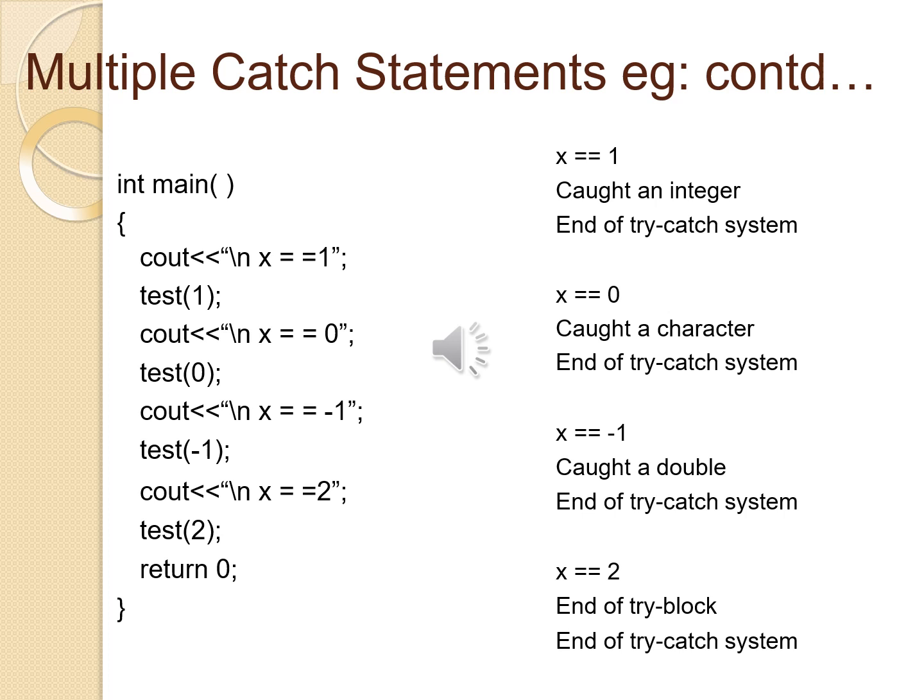In the third case, cout x equal to minus 1, and you're calling the function test with minus 1. When x equal to minus 1, the third throw is executed. Throw with a double value 1.0. Caught a double. End of try catch statement. Next, when x equal to 2, test of 2, none of the statements works. X equal to 0, x equal to minus 1, x equal to 1, none of the if statements executes, and you're simply printing the statement end of the try catch statement. This is just an example to show how multiple catch statements are executed.